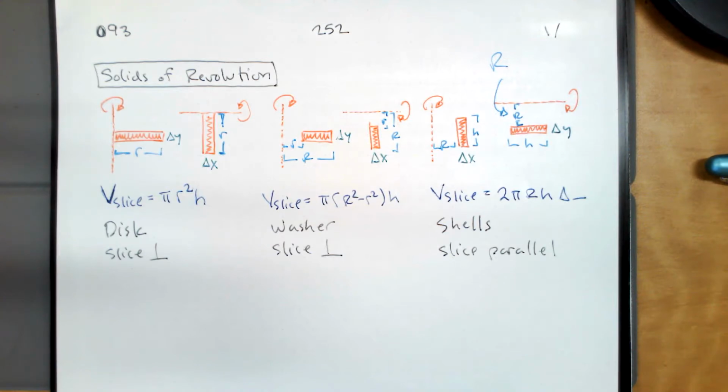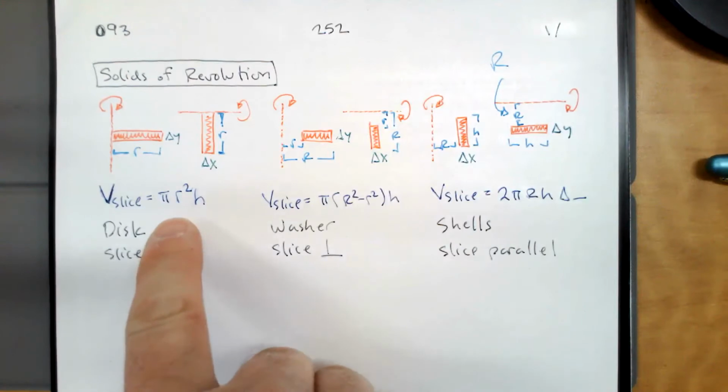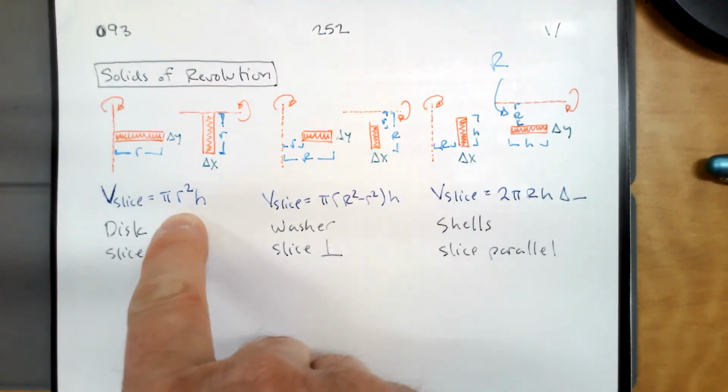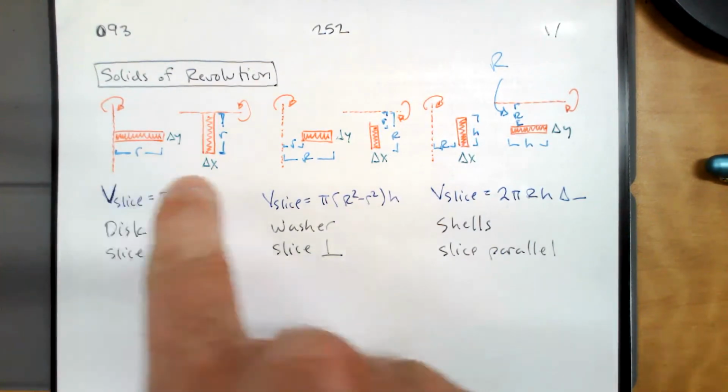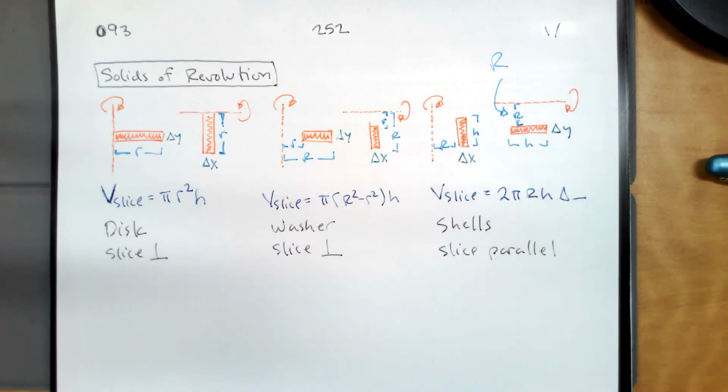Today we're going to continue looking at solids of revolution. We've got all of our slicing strategies. The two big categories of slicing strategy are slice perpendicular or slice parallel. Once we've identified a region and an axis, and we decide on a strategy, that tells us what our volume formula is going to look like and how we should go about labeling things in our diagram.